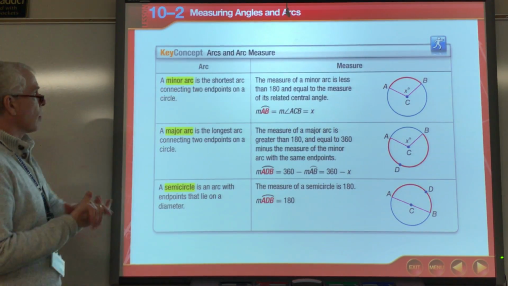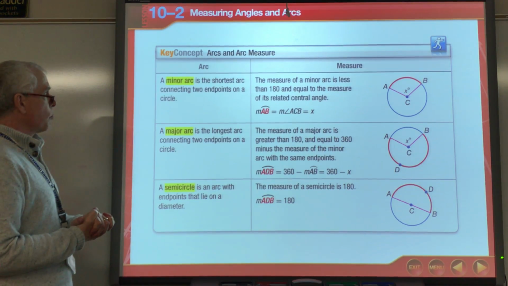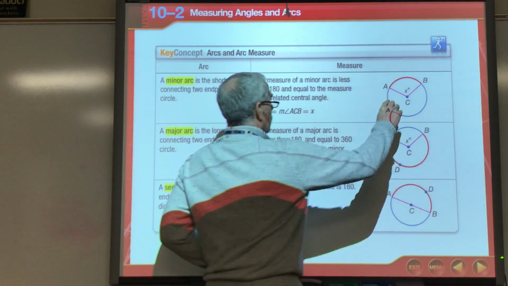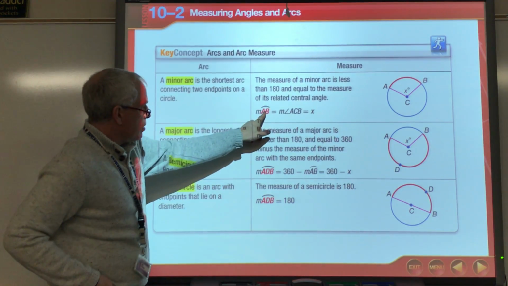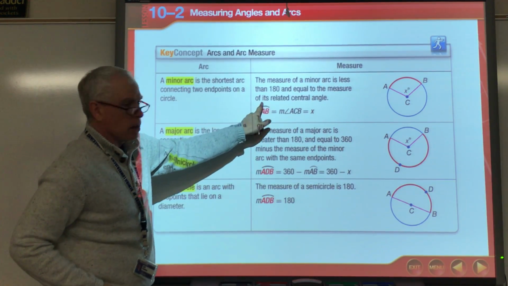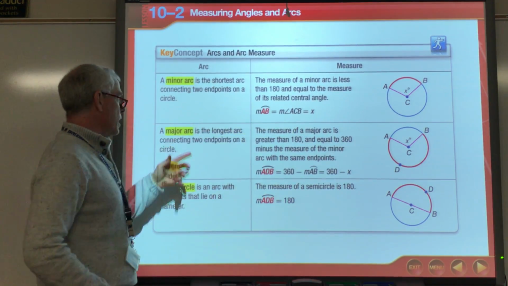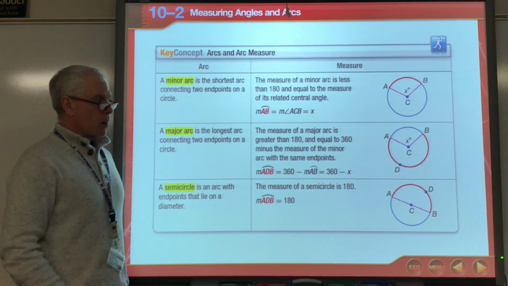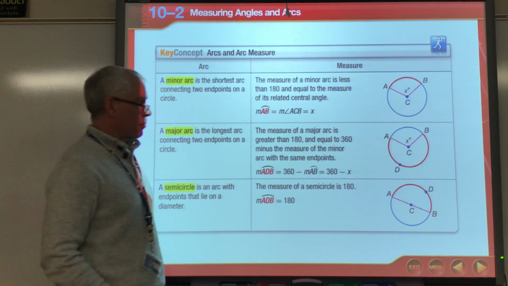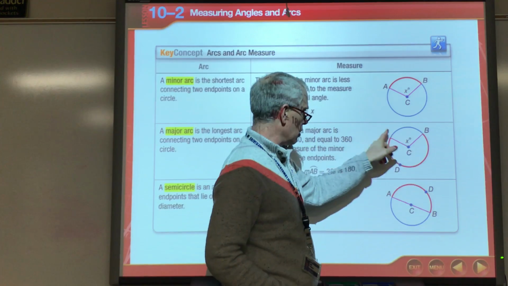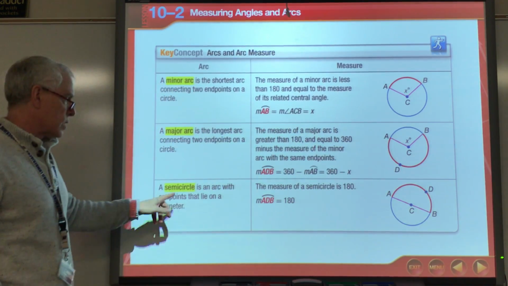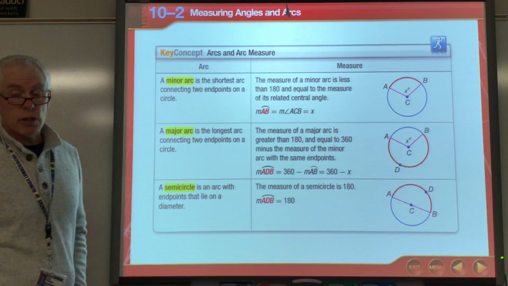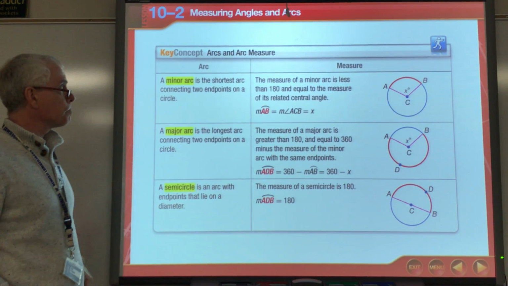Okay, again, a minor arc. The shortest arc connecting 2 endpoints in a circle must be less than 180 degrees. So I would call that arc AB. Okay, so AB with a little arc of a circle above it. A major arc is bigger than 180, and I always define it with 3 letters. So this red arc here, A to D to B, I need 3 letters to describe that arc. And of course, a semicircle is halfway around the circle, and I use 3 letters to describe that as well.